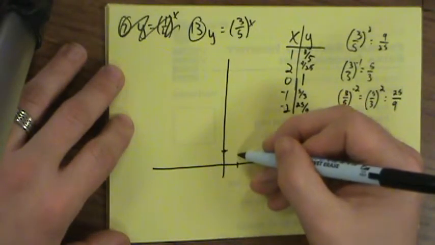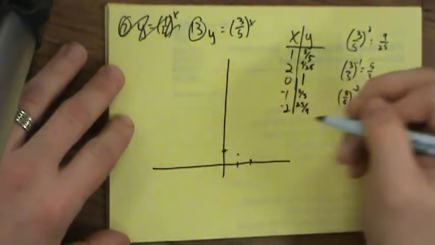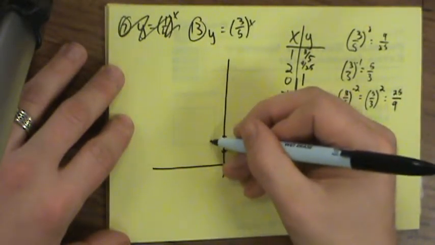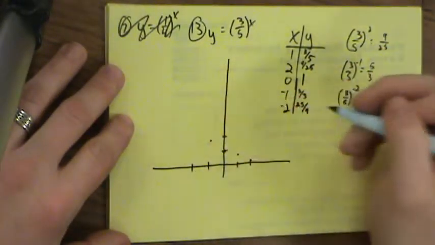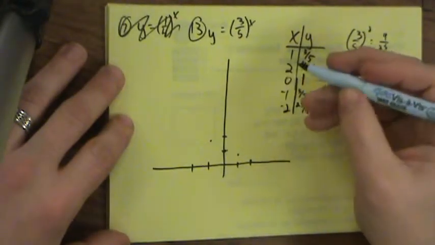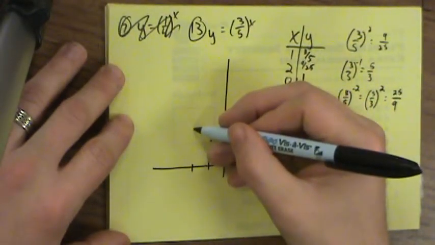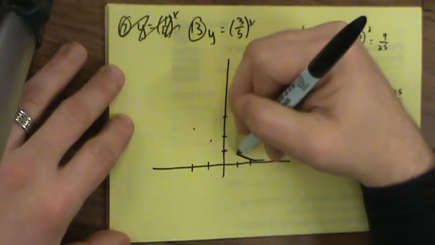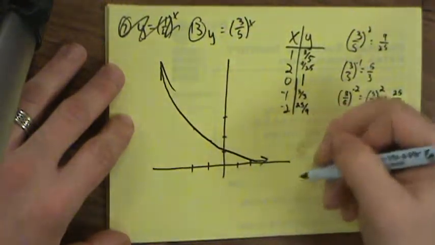1 comma 3/5, that's right there, 2 comma 9/25, way down here, see, negative 1, 5/3, and negative 2 and 25/9, so that is a little more than 2, it's right around in here. Okay, so let's sketch it out. Maybe that one should have been a little higher, but it gives me a good idea.